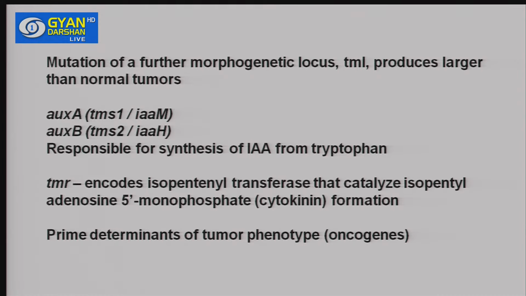So there should be a proper regulation of these genes, because if there is any kind of perturbation in the regulation of these genes, it might lead to an abnormality. Either it might go towards the hairy root formation or it might go towards the crown gall formation, and that is why these genes are regarded as oncogenes.